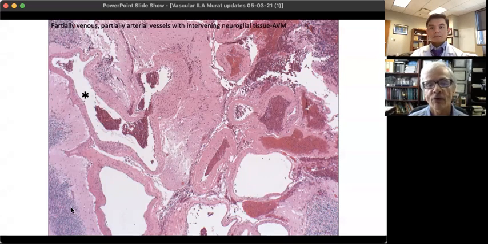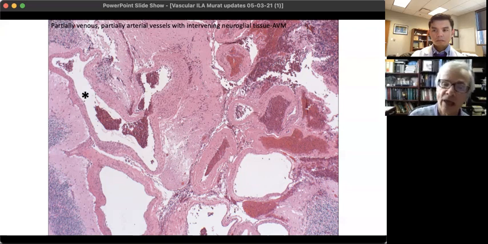So these have, of course, a high risk of bleeding, and there are all these clinical parameters to evaluate the risks and when to operate and what to do, maybe embolize, and a whole bunch of management decisions.